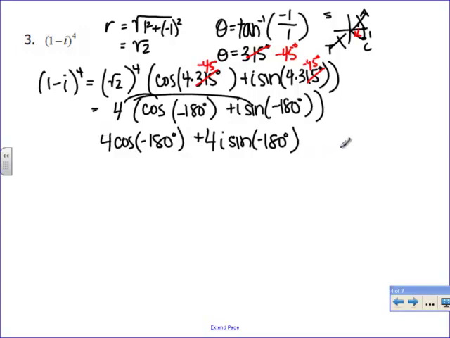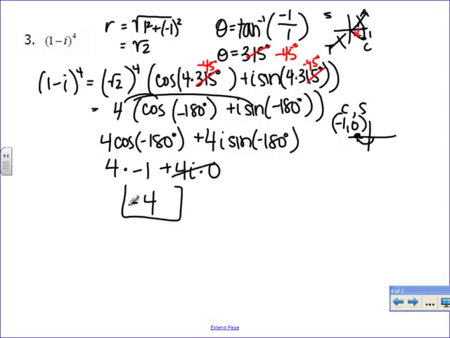We have to evaluate that -180 degree angle. That would be over here, again at the point -1, 0, where cosine is -1, sine is 0. So 4 times -1 plus 4i times 0. It's going to cancel out the 4i, and you're going to be left with -4 as your power of 1 minus i. So again, we end up with a real answer from a complex number power.